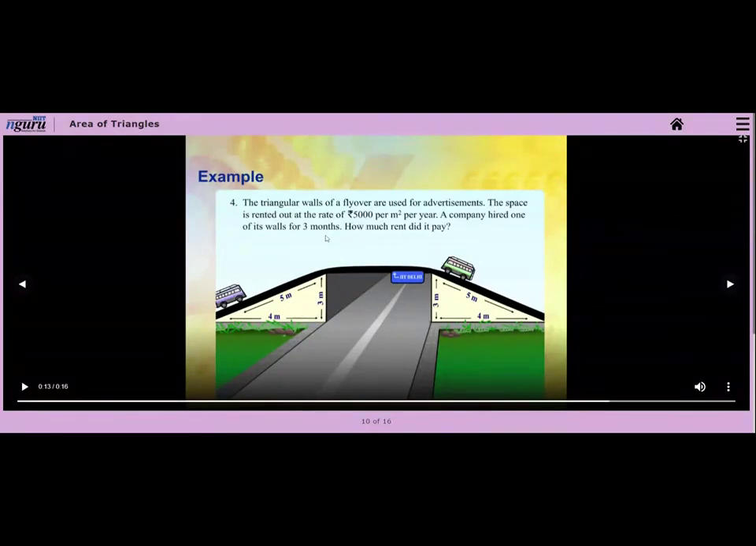For 3 months it will be? 5,000 into 3 by 12, ma'am. So we have to calculate for 3 months. What are the sides of the triangle? 3, 4, 5. So S will be 3 plus 4 plus 5 divided by 2, correct? How much is that? 12 by 2 is 6, ma'am. S is 6. Am I right? Yes, ma'am.